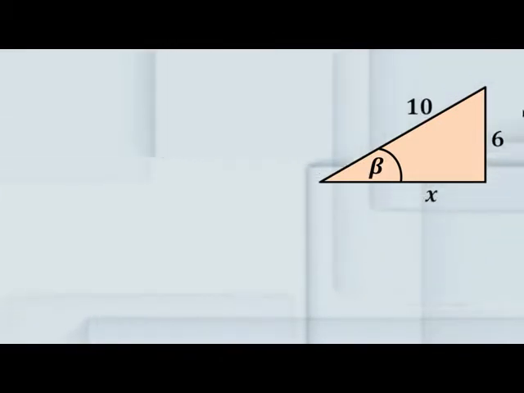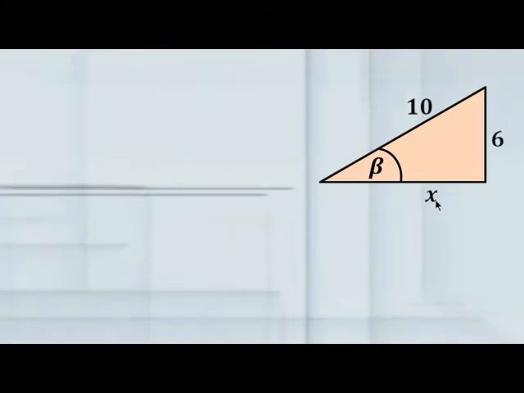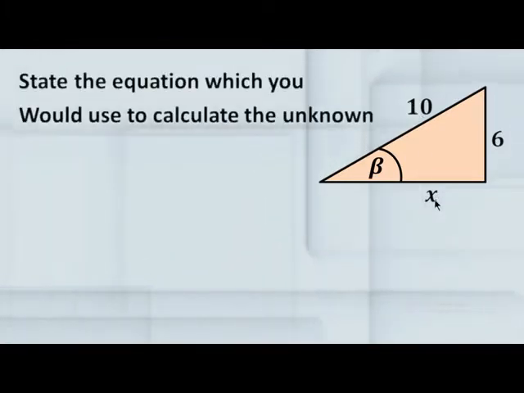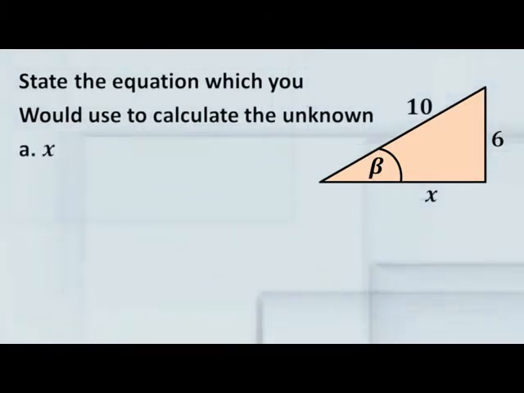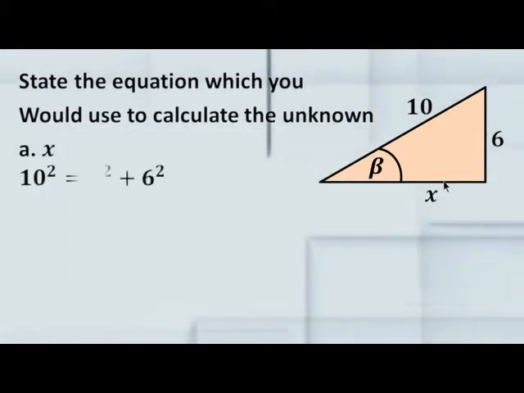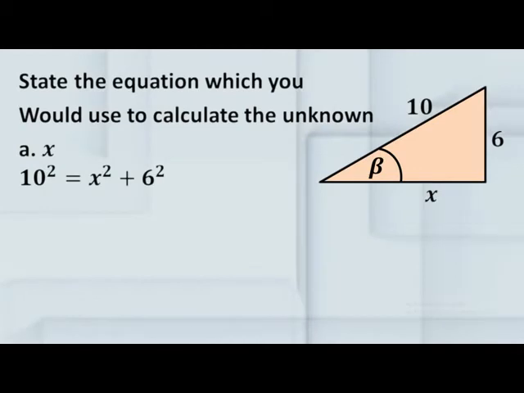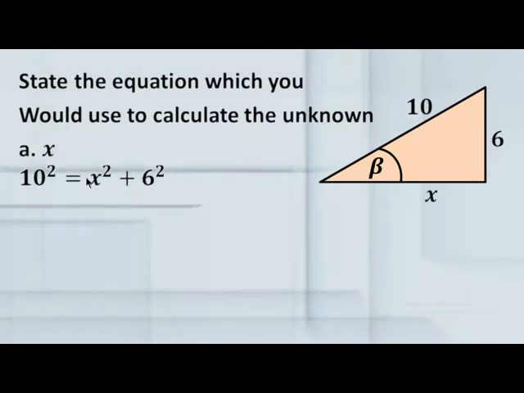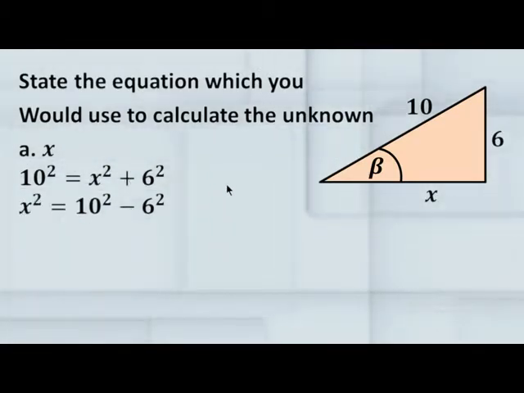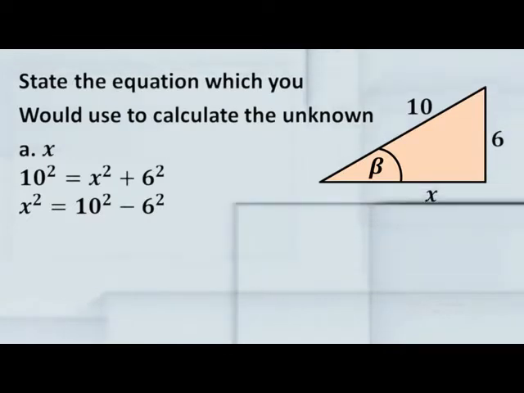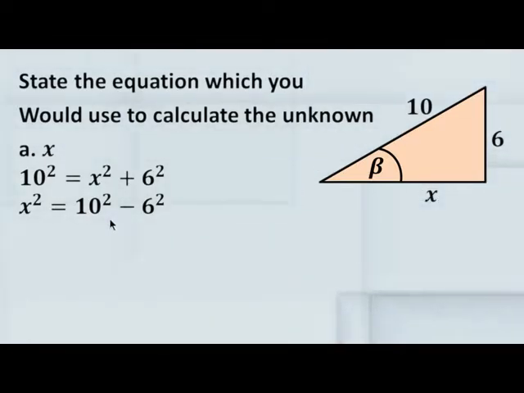So, let this angle of the triangle be beta. The opposite is 6, the hypotenuse is 10, and the adjacent is x. Set the equation which you would use to calculate the unknown x. You don't have to find the exact value, you just have to find the equation. Since this is a right angle triangle, we apply the Pythagoras theorem. Pythagoras theorem is 10 squared equals x squared plus 6 squared. So x squared equals 10 squared minus 6 squared. This is the equation to find the value of x.